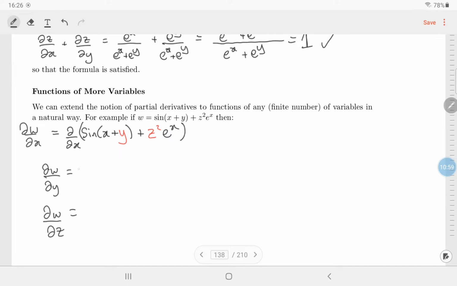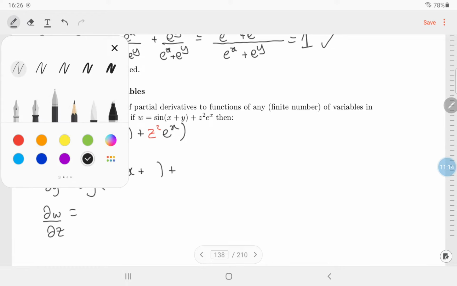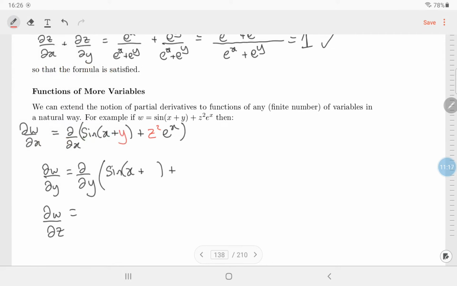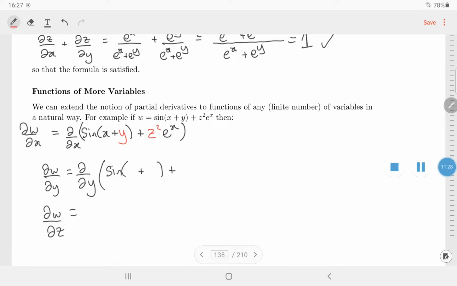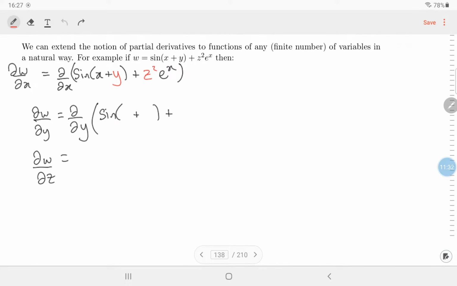That's better. Similar story, if we're differentiating with respect to y, x and z are constants. So you're looking at sine of x plus y, and we'll do all the reds at the end, plus z squared times e to the x. So with respect to y, x is constant. So x is a constant, z squared times e to the x is a constant, but y is a variable.